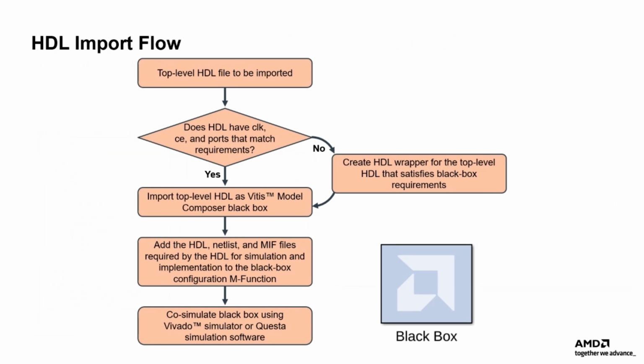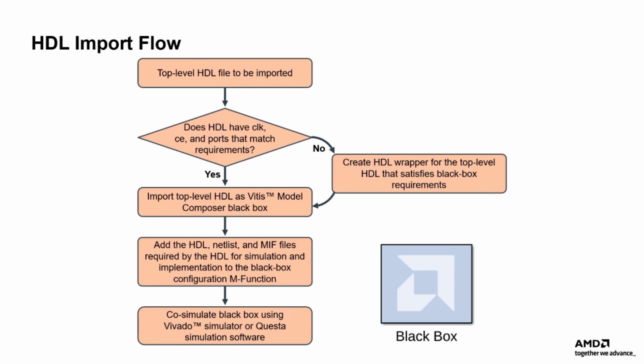Here's the flow for importing HDL using the black box block. When a black box is added to the model, a wizard is automatically launched for identifying the source HDL code and related source files. It is important that the top level of the custom HDL follows strict port guidelines in order to properly interface with the Simulink environment. If it doesn't, then create an HDL wrapper for the top level HDL that satisfies the black box requirements. Use the help option from the black box block to determine the required interface.